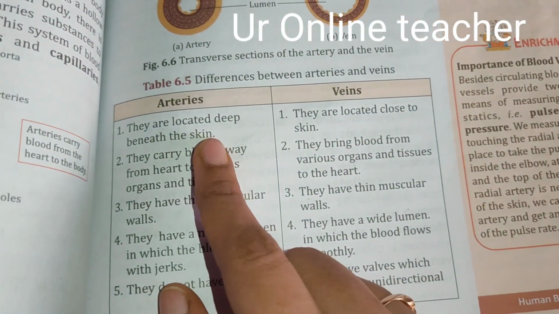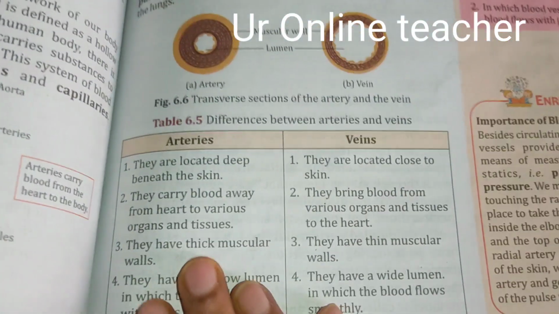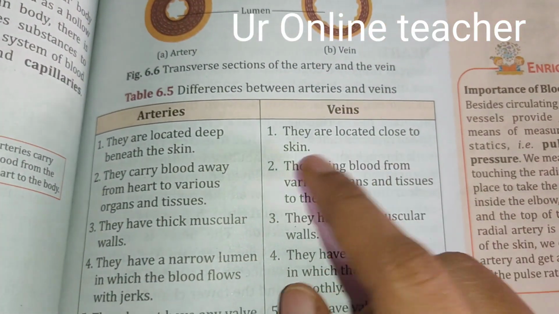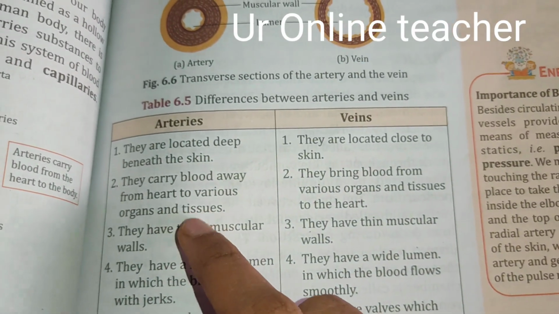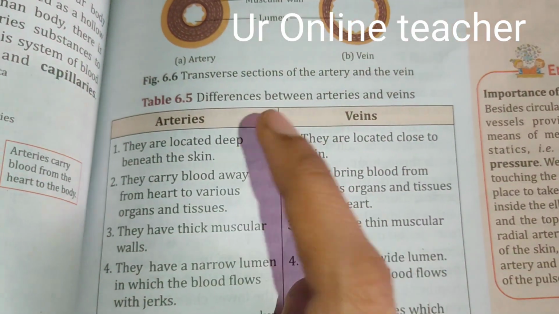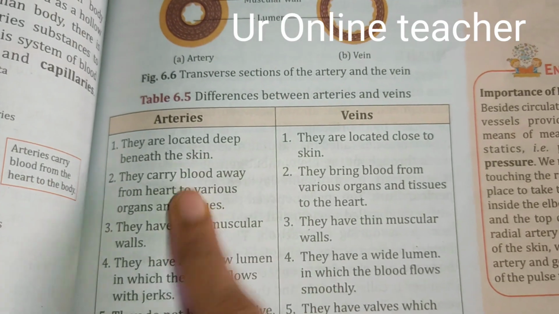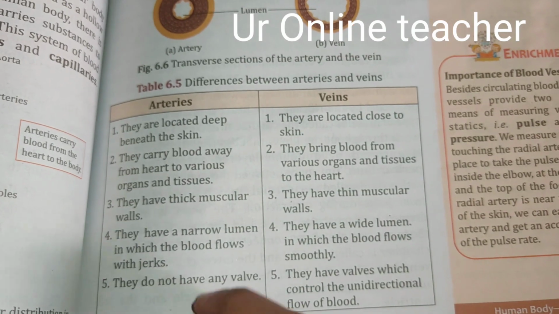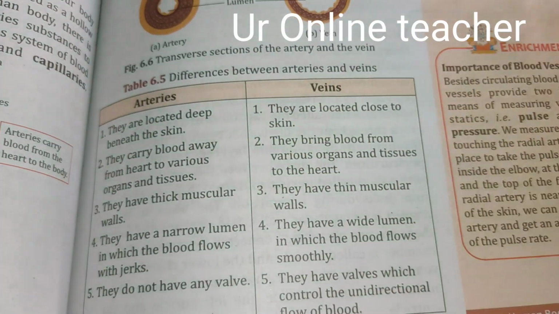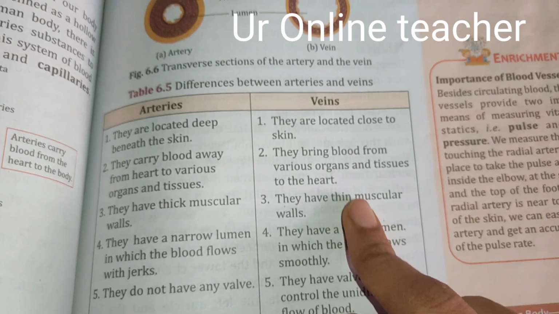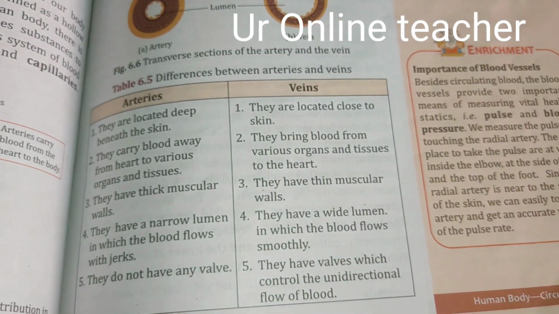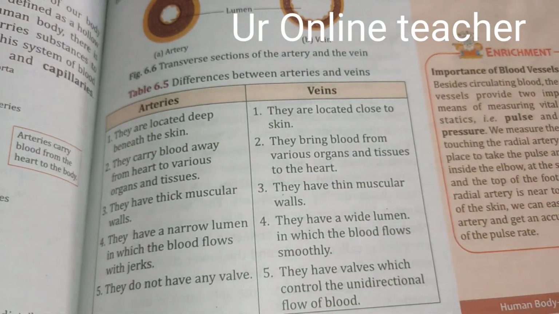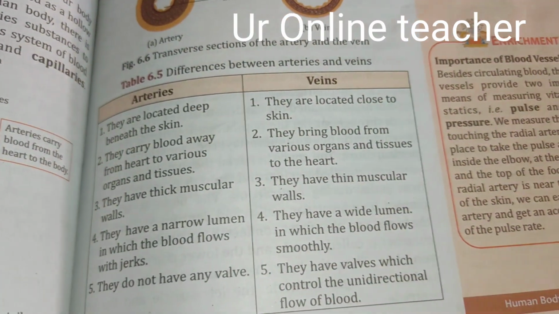Arteries are located deep beneath the skin. So we cannot see the arteries because they are very deep inside. The veins are located close to the skin. Arteries carry blood away from the heart to various organs and tissues, from the heart to all the body parts, and they have thick muscular walls. They have a very narrow lumen and don't have any valves. Veins bring blood from all the body parts to the heart. They have thin muscular walls. They have a wide lumen and they have valves which control the unidirectional flow of blood. So these valves control the flow of blood.